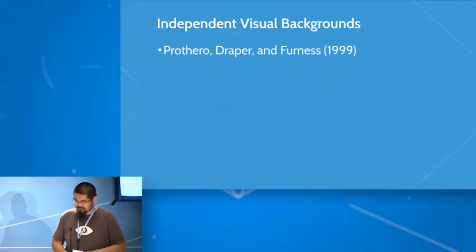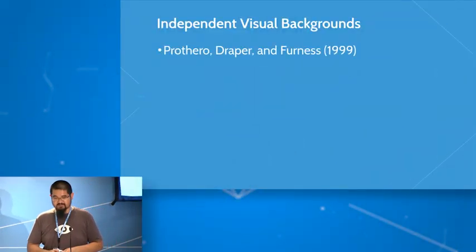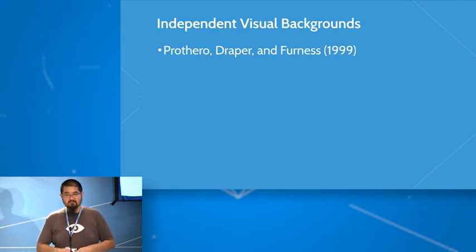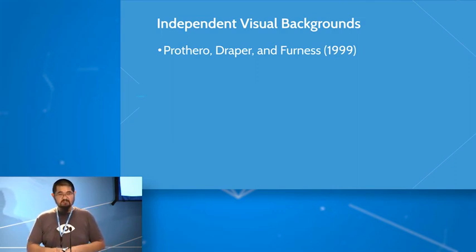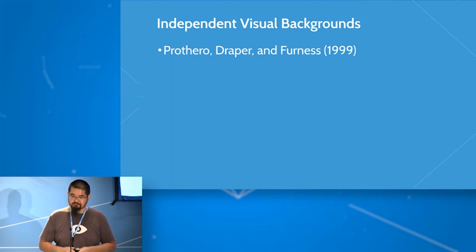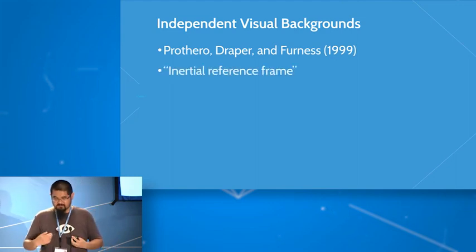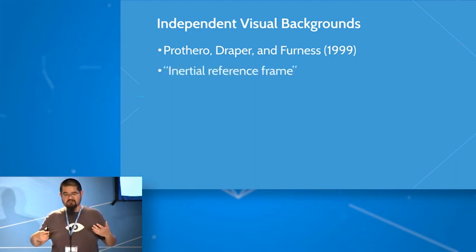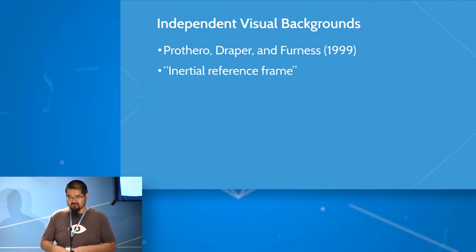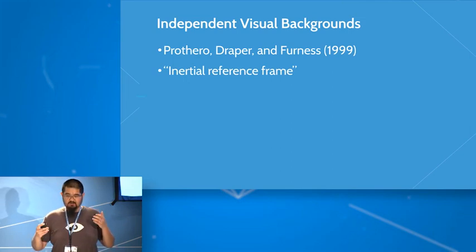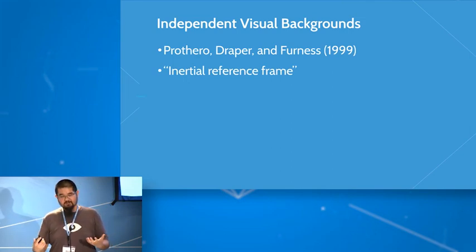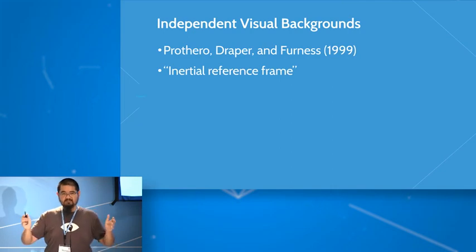I can't take credit for this idea. It was actually developed by some researchers at the University of Washington by the name of Prothero, Draper, and Furness. And they had a theory developed around what they refer to as the inertial reference frame. The idea was that in processing the visual world around you, your brain picks some visual cues in order to determine what's staying still and what's moving relative to that reference frame.